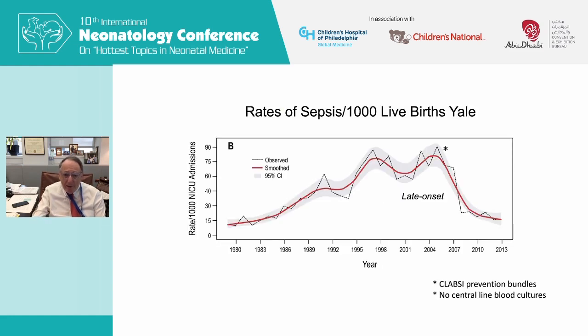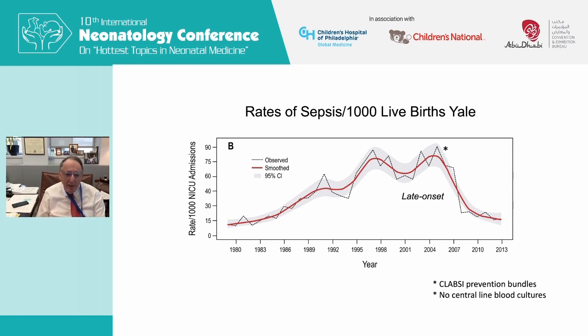Here it is graphically. Here is where they showed a marked decrease in infections due to coagulase negative staphylococcus. And what happened at that time was they instituted prevention bundles for these kinds of infections, which I will talk about in some detail in a moment. But they stopped doing central line blood cultures.